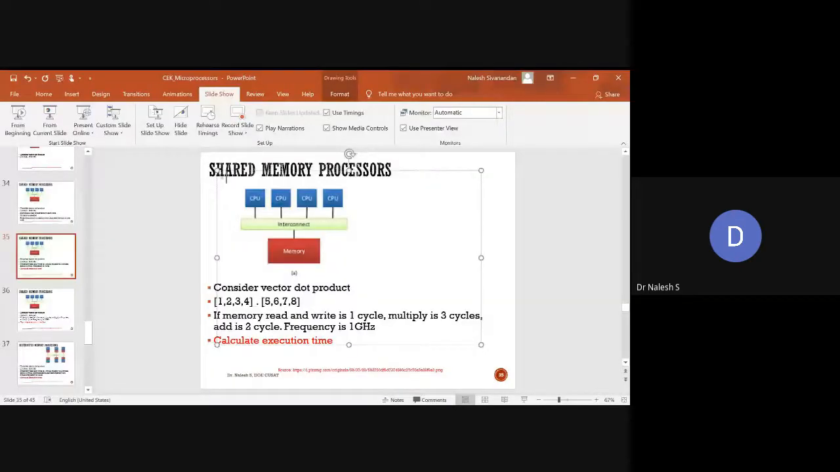Okay, so for fetching 1, you need 1 cycle. Fetching 5, you need 1 cycle. Multiply 3 cycles. So 3 plus 2, 5. Then the result has to be written back. So 5 plus 1, 6 cycles. So 6 cycles for completion of one multiplication operation.